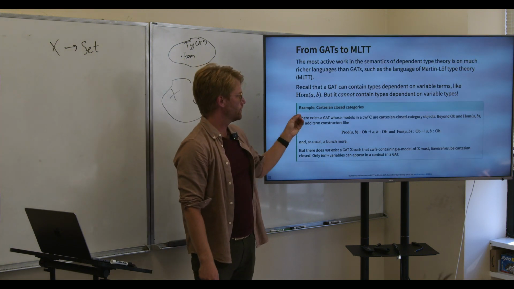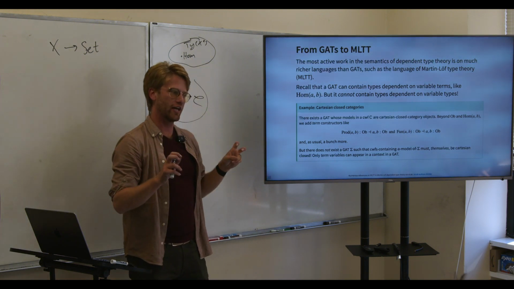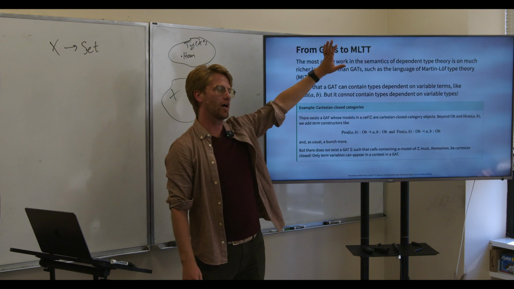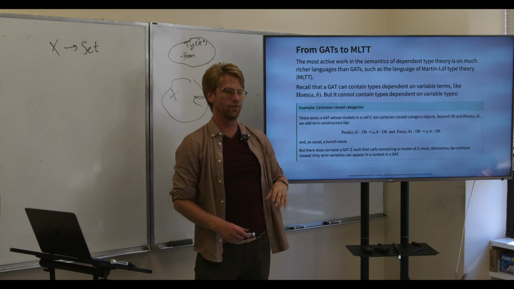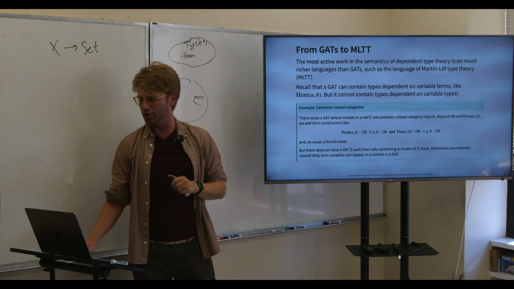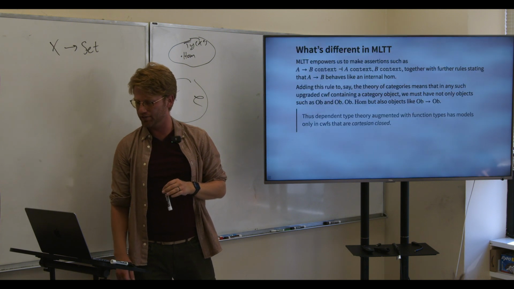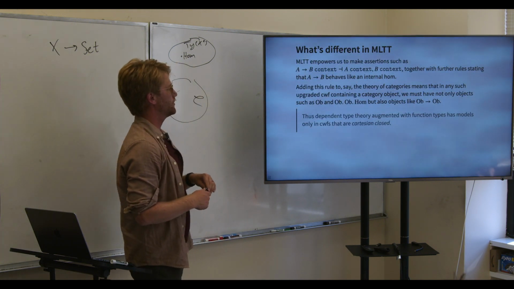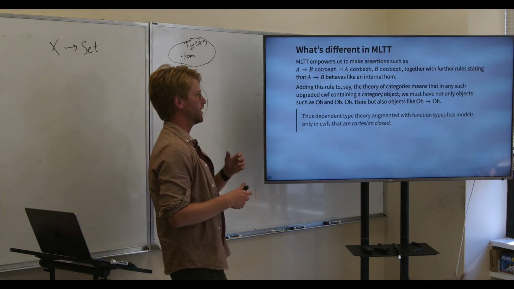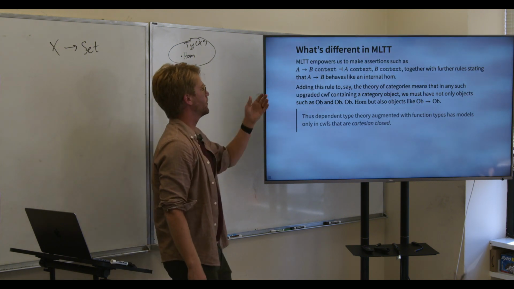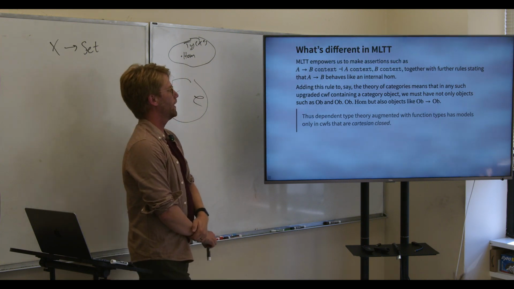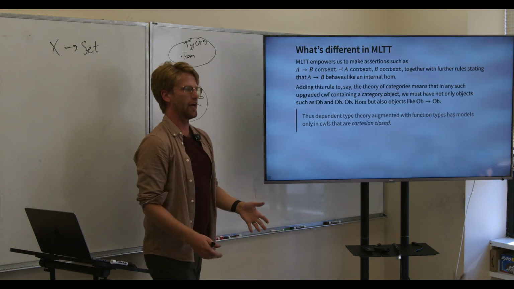There is a GAT whose models are Cartesian closed category objects, but there's not a GAT that can tell you the cube I'm modeling this in needs to be Cartesian closed. So you have to actually add extra powers to your syntax to be able to insist that models only happen in Cartesian closed categories. So you can say things like this in proper type theory, which you just cannot say in a GAT.